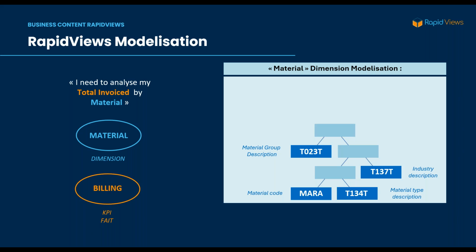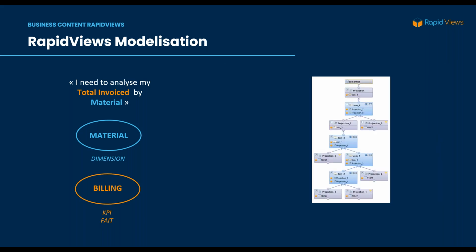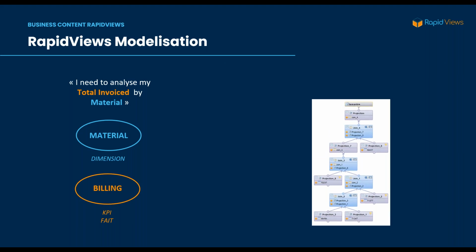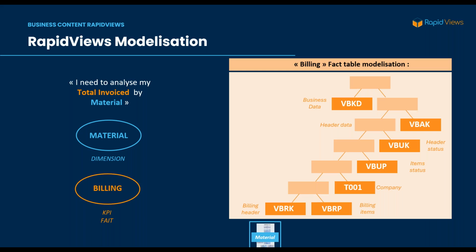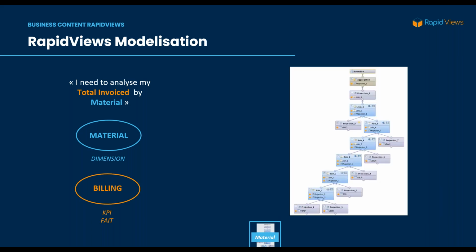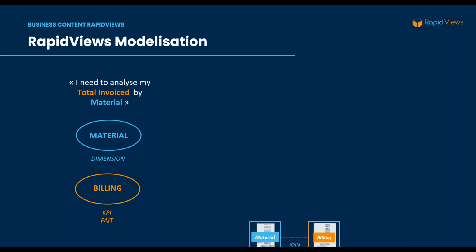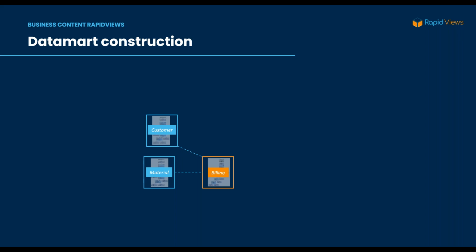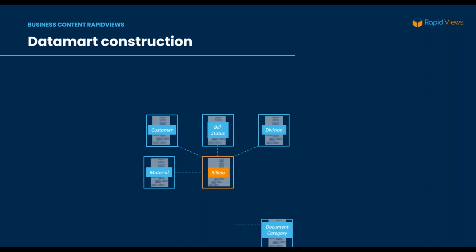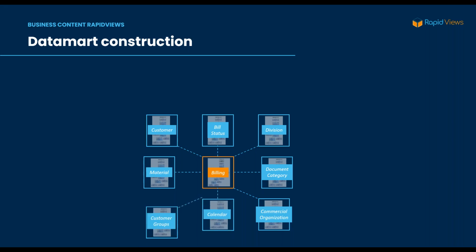So we built this concept of dimension by using calculation views, CDS views, and SAP Datasphere views, right? So we did that for all the main dimensions. We did the same, of course, for all the fact information and fact tables. And then we provide this concept of data mart, and typically around the billing fact table, you can satellite a specific number of dimensions like material, customer, bill status, and so on. So it's what we did by building this concept of data mart.